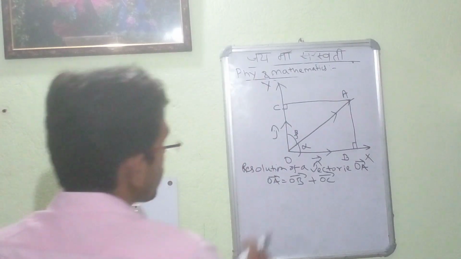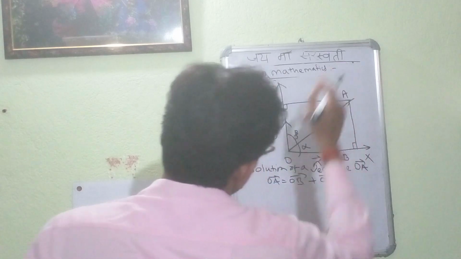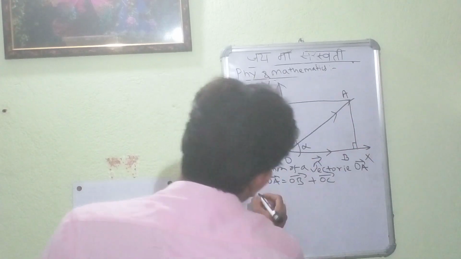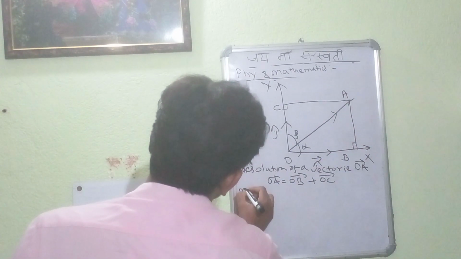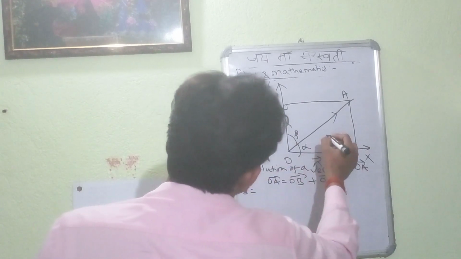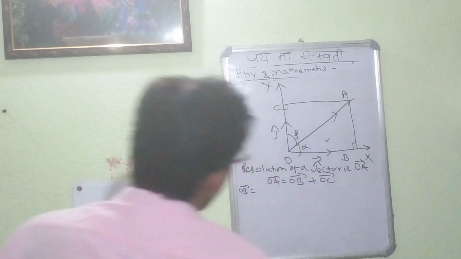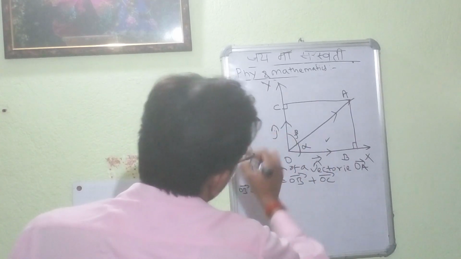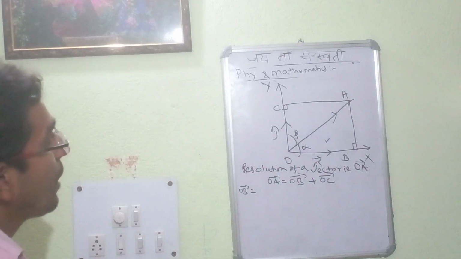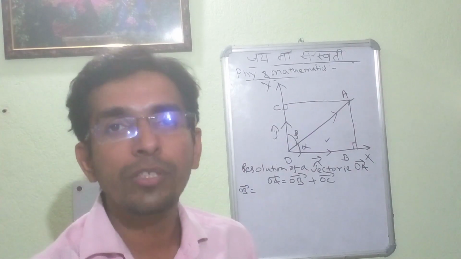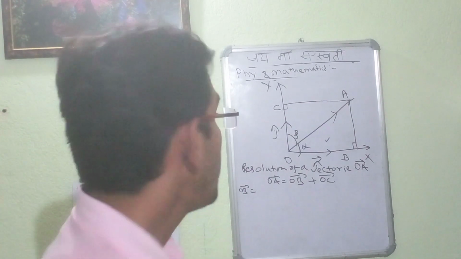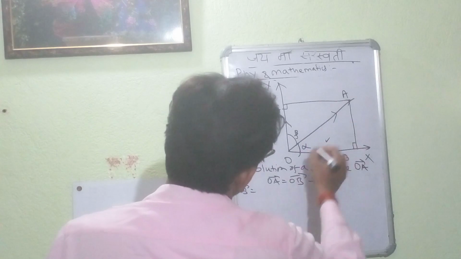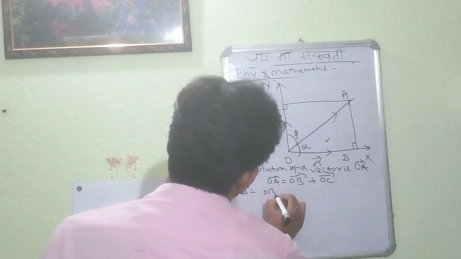So first and foremost, OA is equal to OB plus OC. First, we have to calculate the OB part. So OB part is this one. This is the angle alpha. If we take cos alpha, the cos alpha is equal to base by hypotenuse. It is OB by OA.